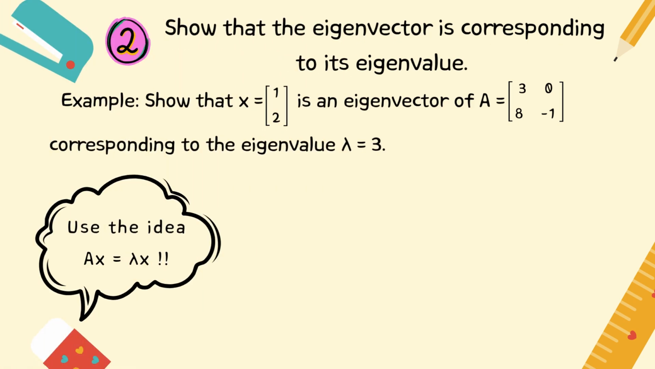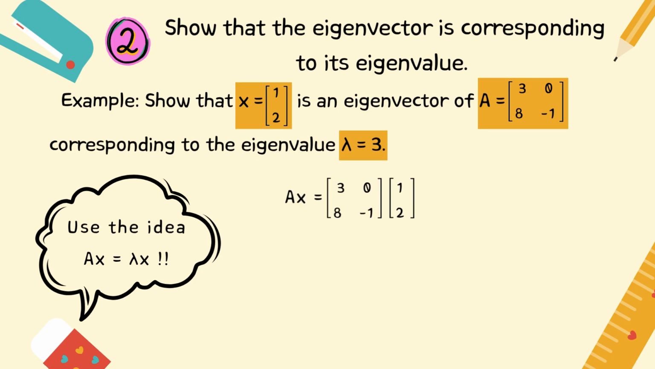Let's take an example to apply what we just learned. We are given a matrix A equals [3, 0; 8, -1] and x equals [1, 2]. We want to check if x is an eigenvector of A and whether its corresponding eigenvalue is lambda equals 3. To verify this, we multiply A by x. Ax equals [3, 0; 8, -1] times [1, 2]. Calculating this, we get Ax equals [3, 6].